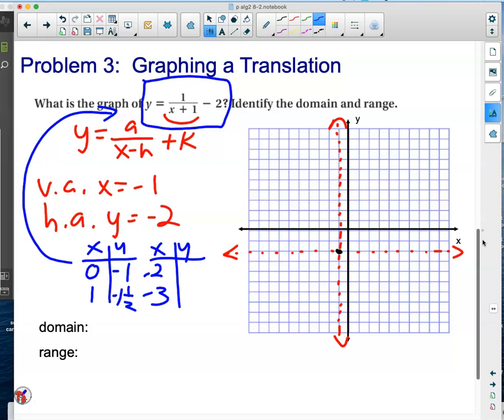A -2. -2 plus 1 is -1. 1 divided by -1 is -1. -1 minus 2 is -3. Put a -3 in. -3 plus 1 is -2. 1 divided by -2 is -1/2. -1/2 minus 2 is -2 1/2. We've got it. 2 points for each branch. We should be good. So 0, -1, 1, -1 1/2.